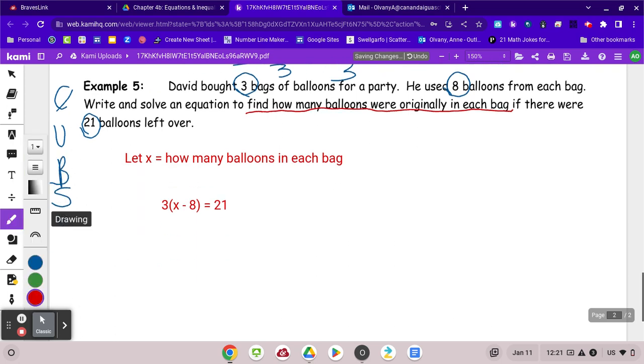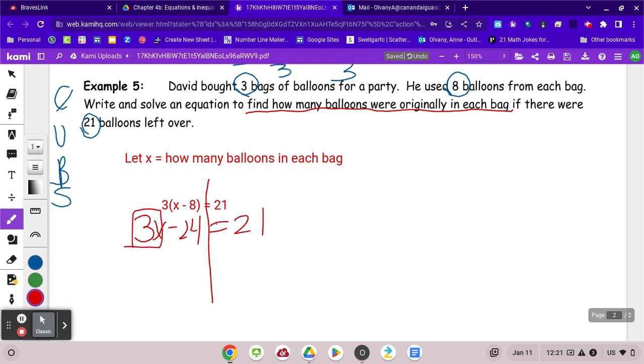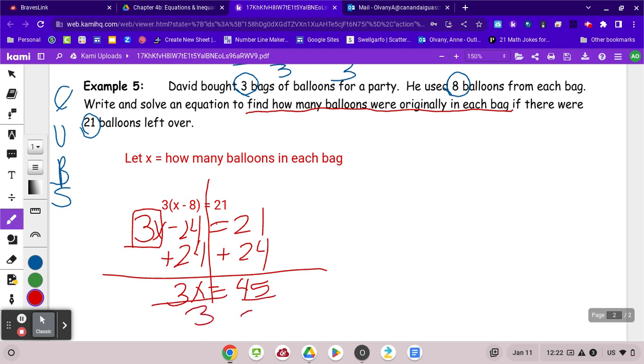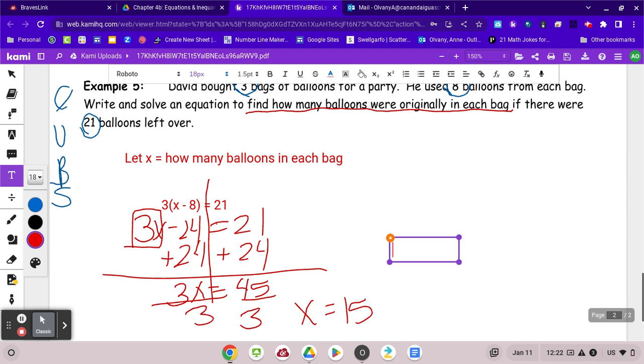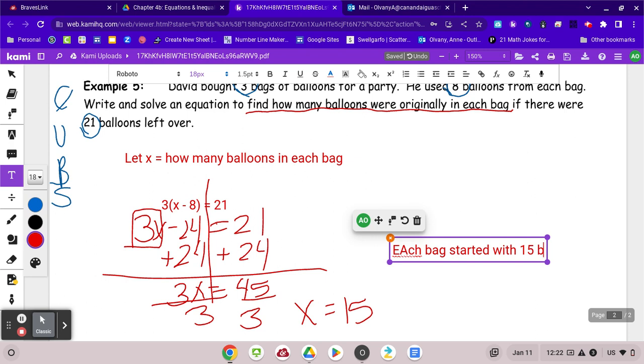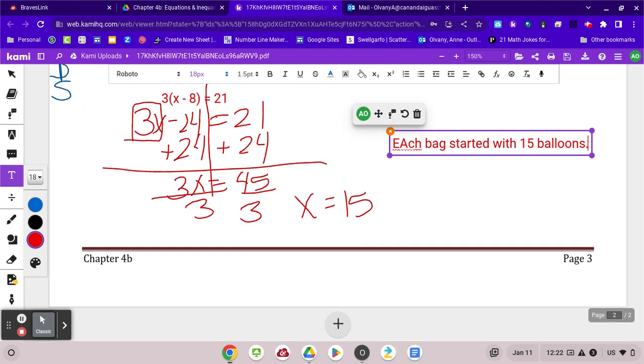And now we're just going to split, distribute, box up the variable, take the inverse. Again, you can use your calculator to calculate. And x equals 15. So the answer is each bag started with 15 balloons. All right, that's lesson 1. You're going to do the homework that goes along with it.